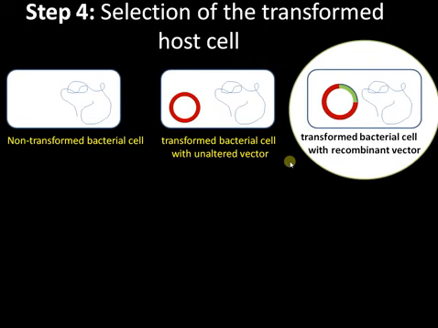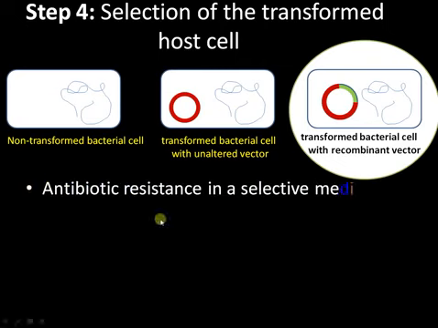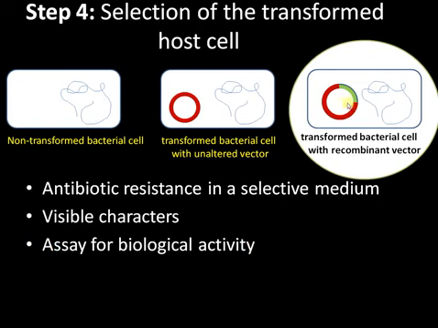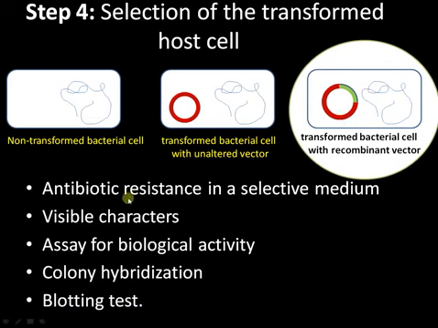There are different ways by which we could select these, maybe by growing in a selective medium for antibiotic resistance, or this gene may be coding for some characters that are visible, or if it is an enzyme, we will be adding some substrate and we will get some color in the colonies that have our gene of interest, maybe by colony hybridization, blotting tests, etc. For antibiotic resistance selection in a recombinant selective medium, you can refer to our video on gene cloning vectors.